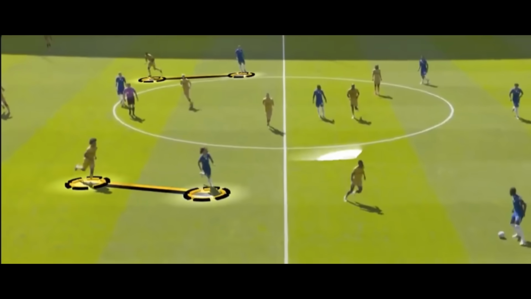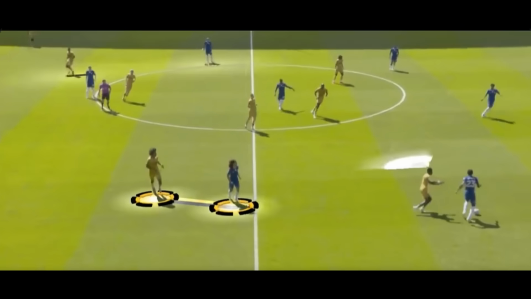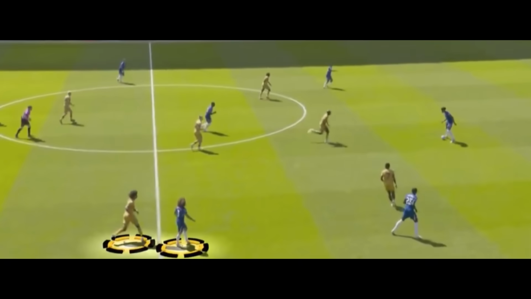Chalobah receives the ball and Sarr is already moving towards pressing Chalobah. And Cucurella, who could receive the ball, is already being pressed by the wide centre back. And what you notice is that now Chalobah has no option other than to play the ball back to Josh, whom Mateta is looking to press aggressively.